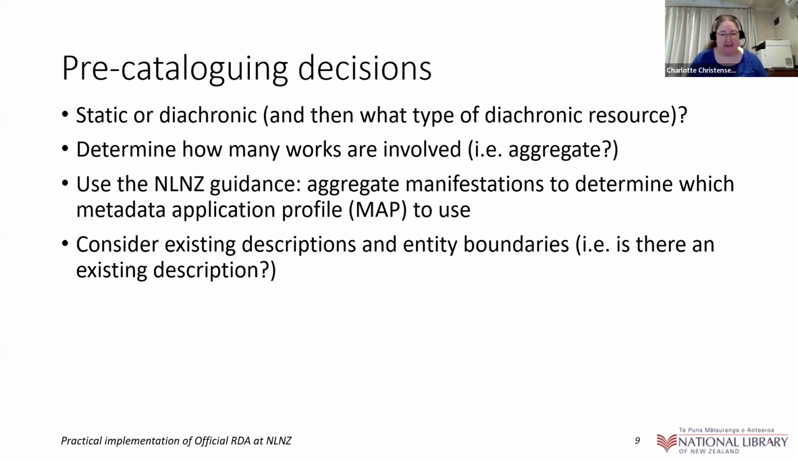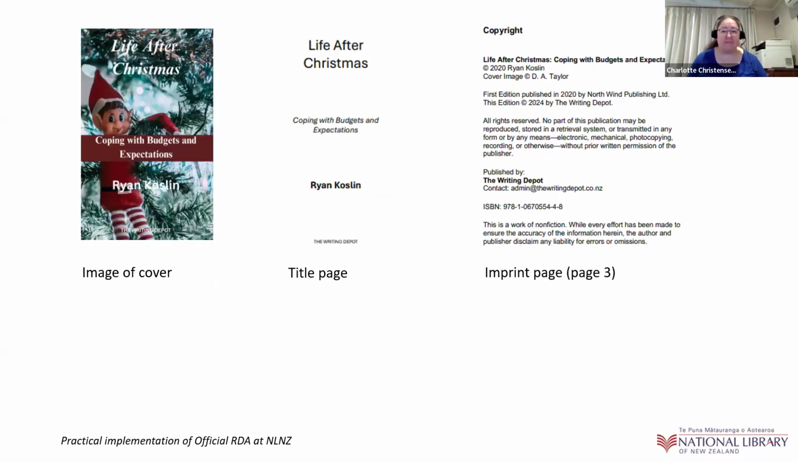Because I'm supported by the NLNZ policies and guidance, I make use of the NLNZ aggregate guidance to convert that knowledge of how many works I have into which metadata application profile, or MAP, I need to use in my description. Finally, I need to check whether there is an existing description available to me, and if so, whether I can use it or whether I'm required to begin a new description.